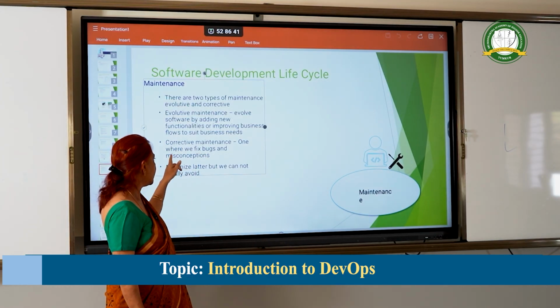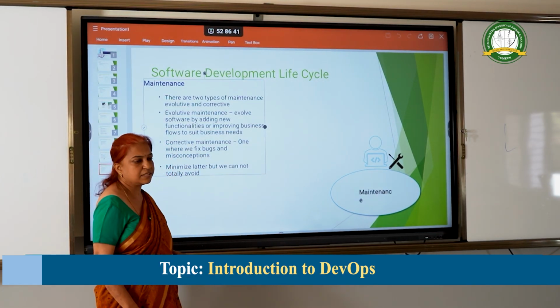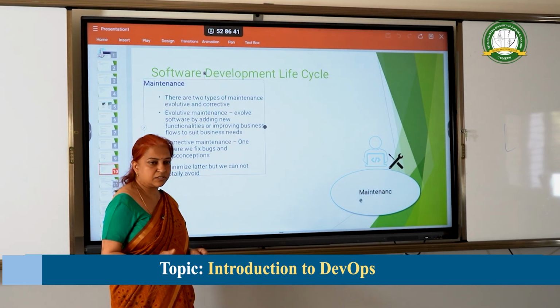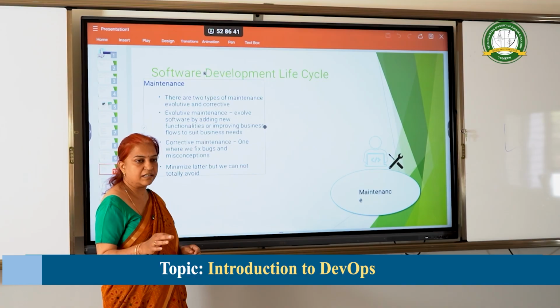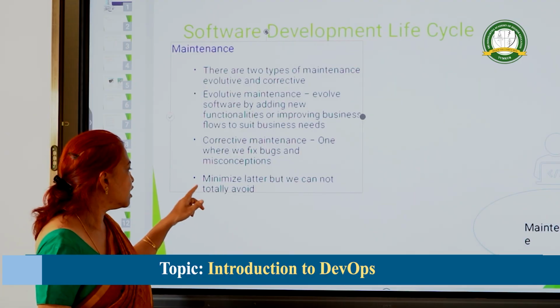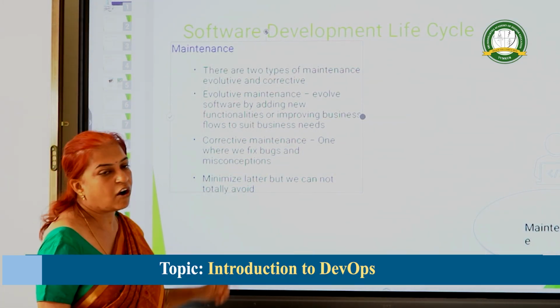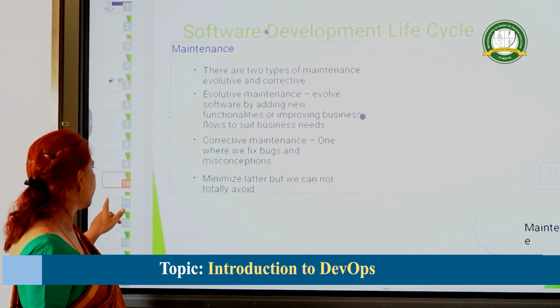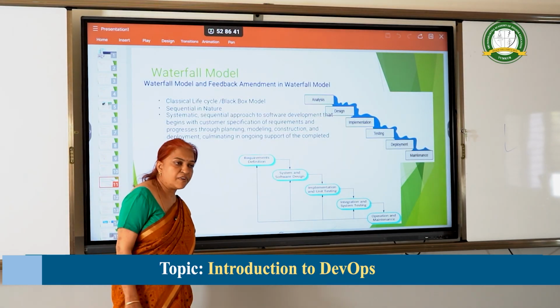Corrective maintenance is where we fix the bugs and misconceptions. Whatever software has been developed, we maintain it correctly. Minimize the latter, but we cannot totally avoid it. This we will be doing in the maintenance phase. This completes the waterfall model.